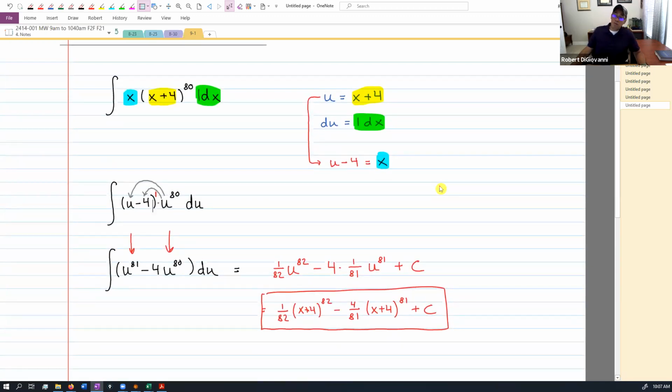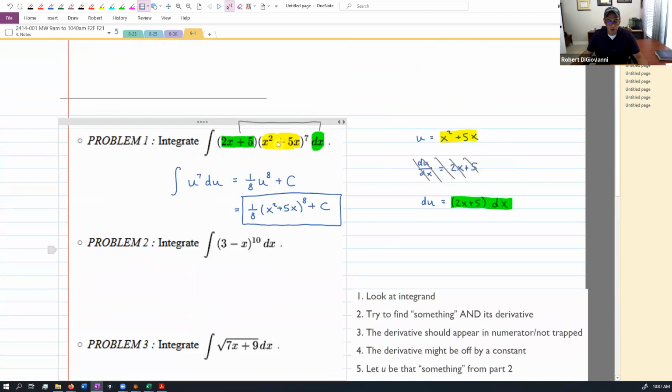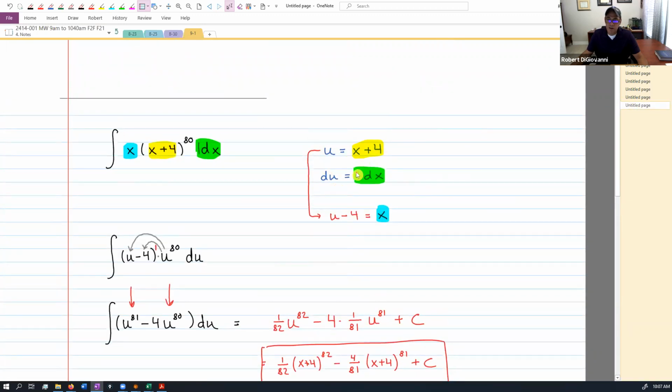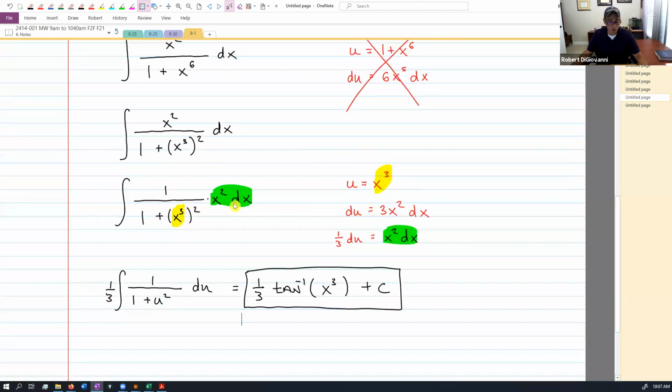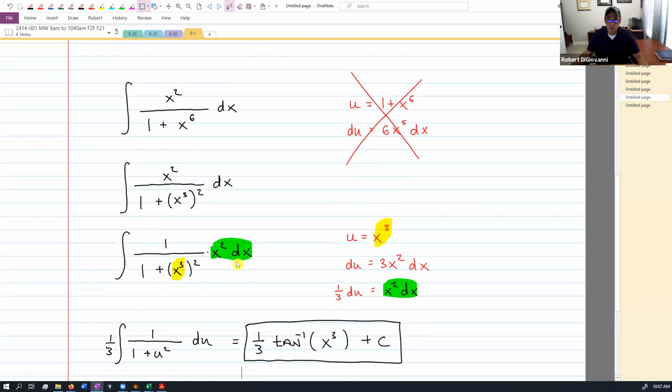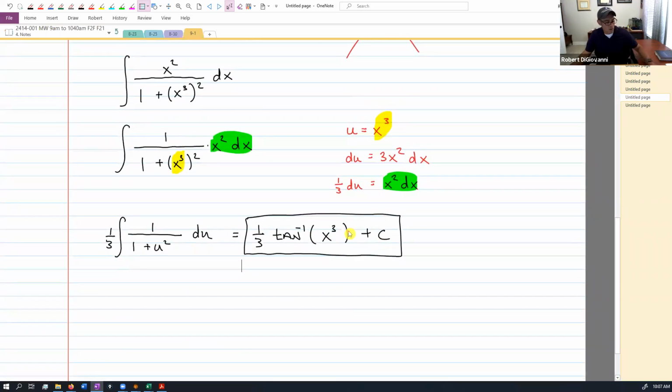So the moral of the story again is you've got to be willing to try a u substitution. It's not always going to be obvious. It's not always going to be like that first problem we did, where there's u, there's its derivative, boom, we're done, easy money, we move on. Sometimes it's not so natural, like the one before. Okay, any questions? All right. No?